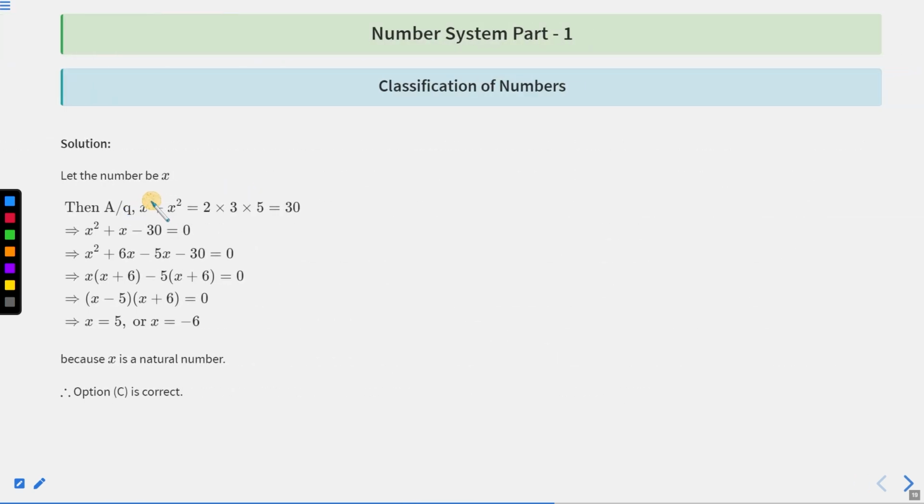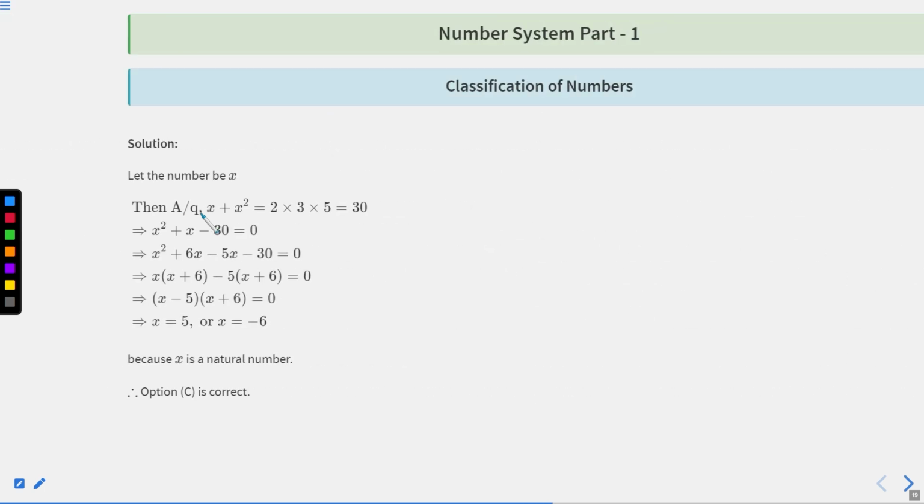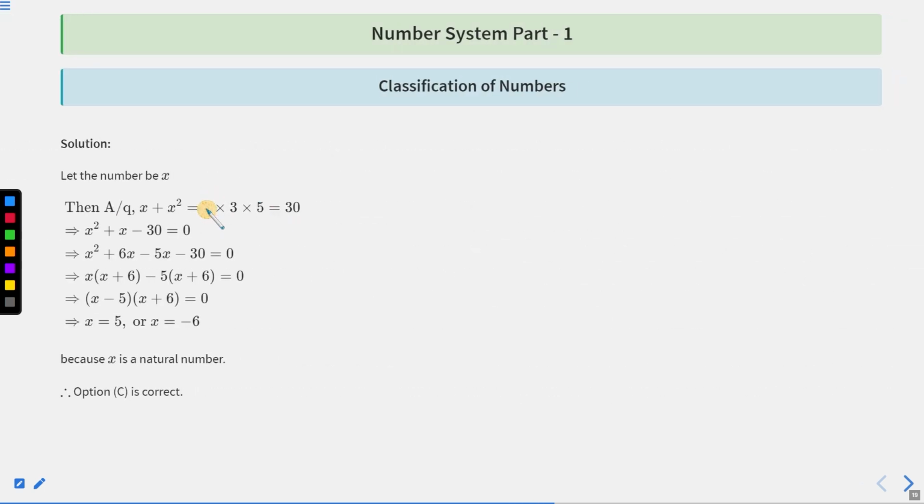Let the number be x, and according to the question, we are given that x plus x square is equal to the product of the first 3 prime numbers. What are the first 3 prime numbers? 2, 3 and 5. Taking their product, we have 30. So x plus x square is equal to 30. Rearranging the terms, we have x square plus x minus 30 equal to 0.